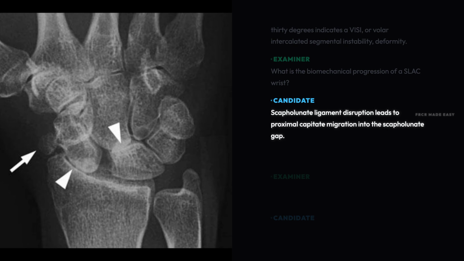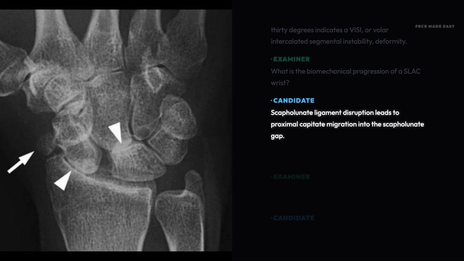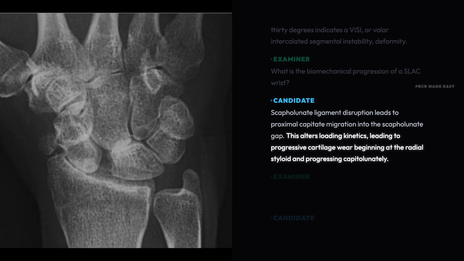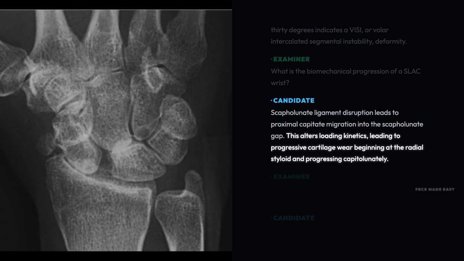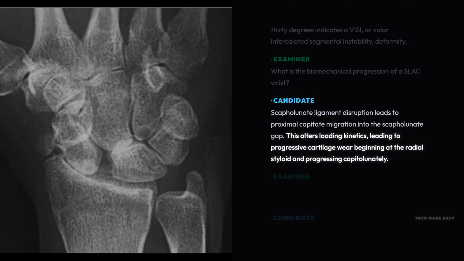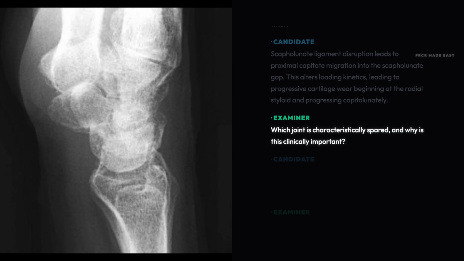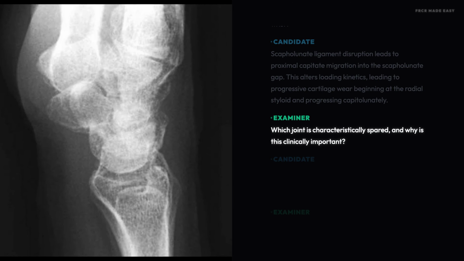Scapholunate ligament disruption leads to proximal capitate migration into the scapholunate gap. This alters loading kinetics, leading to progressive cartilage wear beginning at the radial styloid and progressing capitolunately. Which joint is characteristically spared, and why is this clinically important?